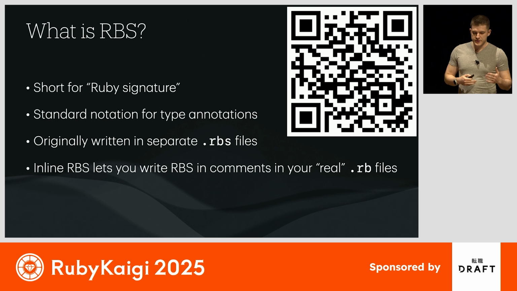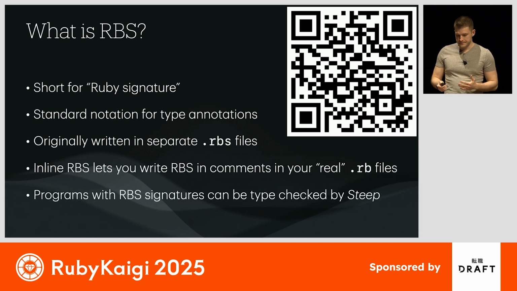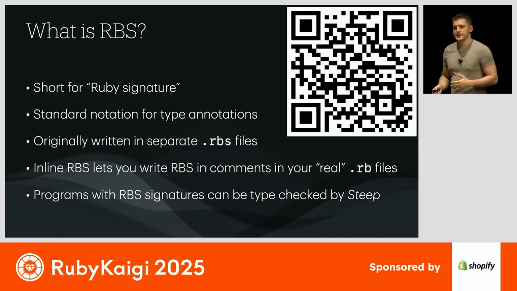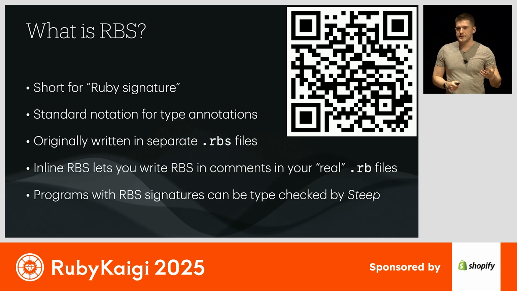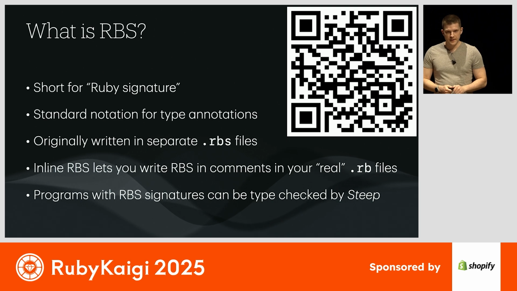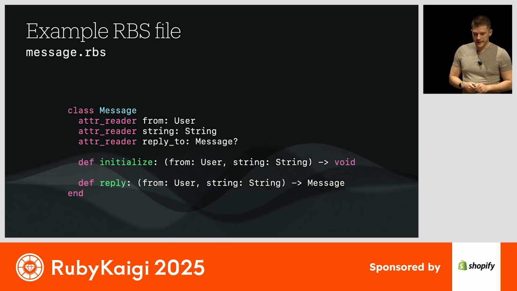Inline RBS was a development that let you write the same RBS signatures that you had in your RBS files, but now inline in your RB files as comments. I'll show you examples of both of these. When your programs have RBS signatures in them, you can use a type checker to automatically validate the correctness of your program and make sure that all the types line up. If you're passing a string to some function that expects an integer, it will tell you that something went wrong. So let me give an example of some RBS files and how inline RBS improves upon that.